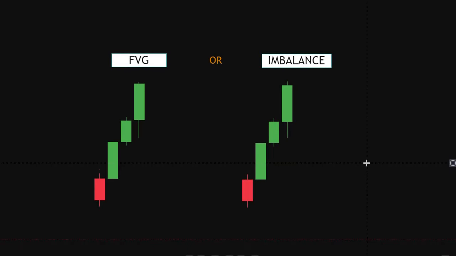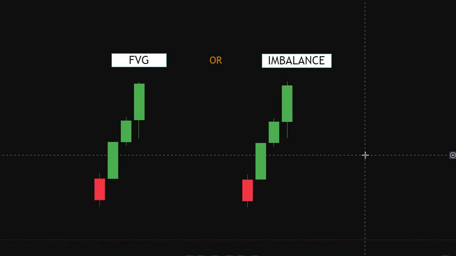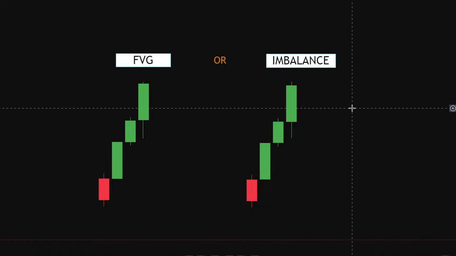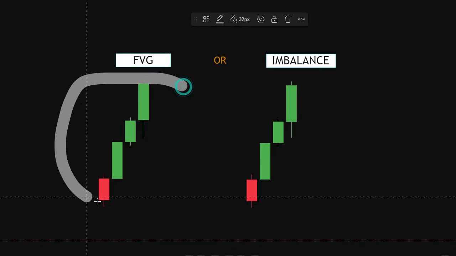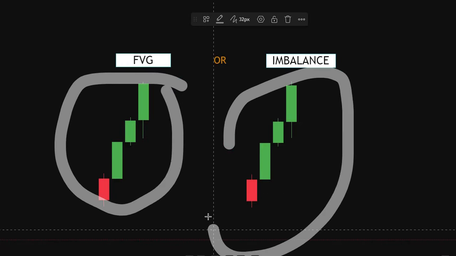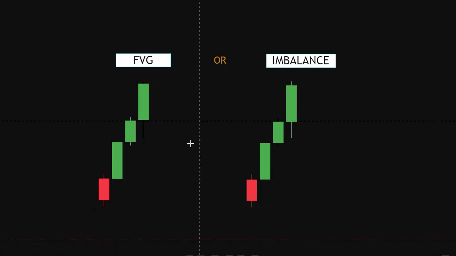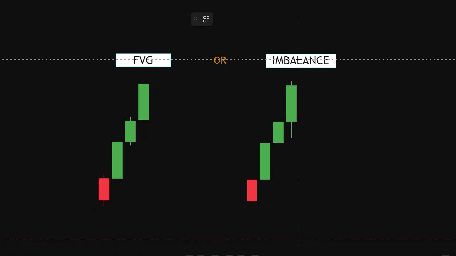So here you can see I have drawn some examples on my computer. First I call this an FVG and this an imbalance. There you can see the chart. If you look at this and this, they look completely the same, there is no difference, right? But there is a difference. First of all, we're going to mark that FVG and imbalance are correlated with each other.